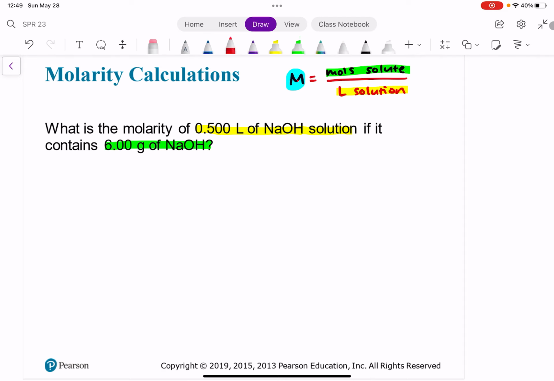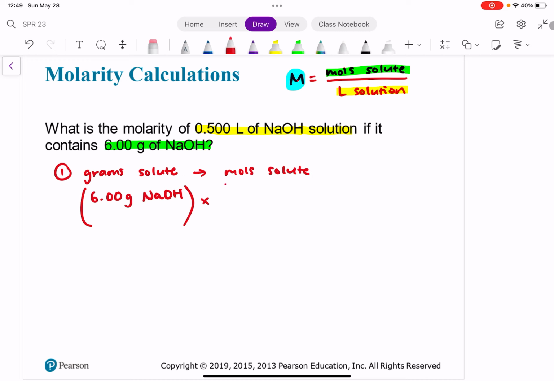So let's do that first. My first step is I want to get from grams solute to moles solute. I'm given that I have 6.00 grams of NaOH, my solute, and I want to get to moles. So how am I going to get to moles from grams of NaOH? We've got to use the molar mass. Molar mass connects grams to moles. So kind of full circle here. Let's get my calculator out and calculate the molar mass over here.